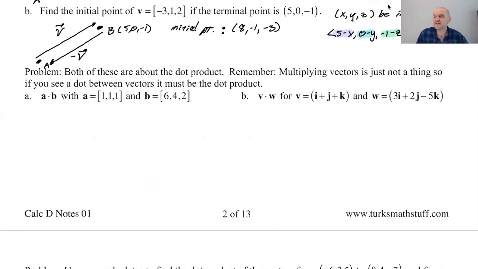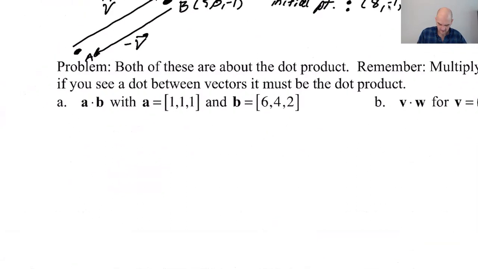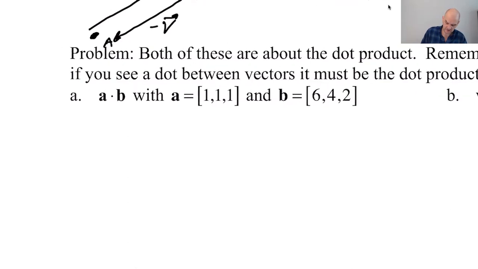So dot product feels like you're multiplying, but multiplying vectors doesn't really exist. So what we do is component by component multiplication, and then you add. What is a good way to say that? You multiply corresponding components and find the sum of the product of corresponding components. That's what it is: the sum of the products of corresponding components.